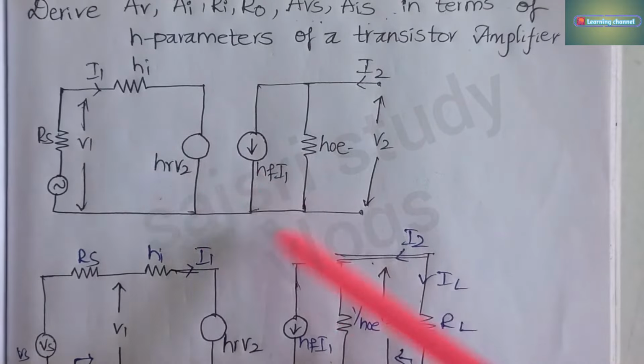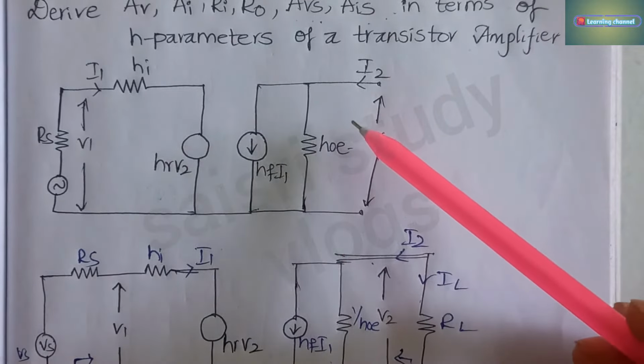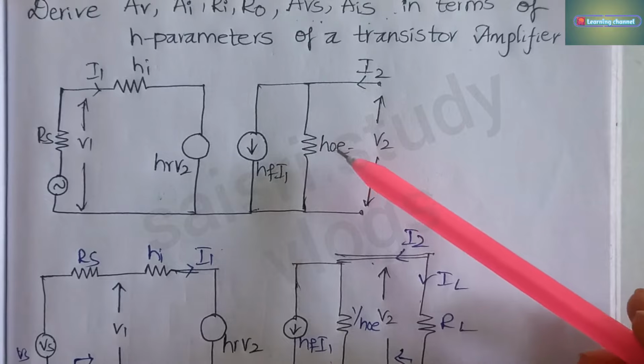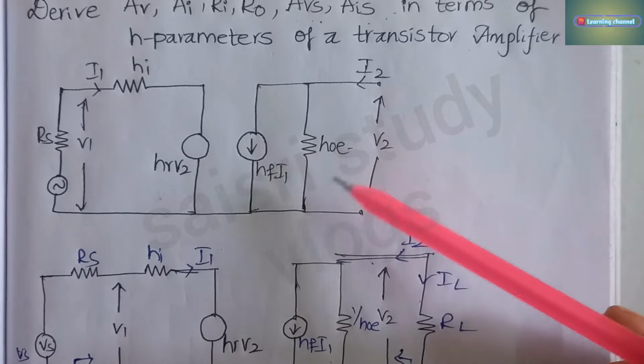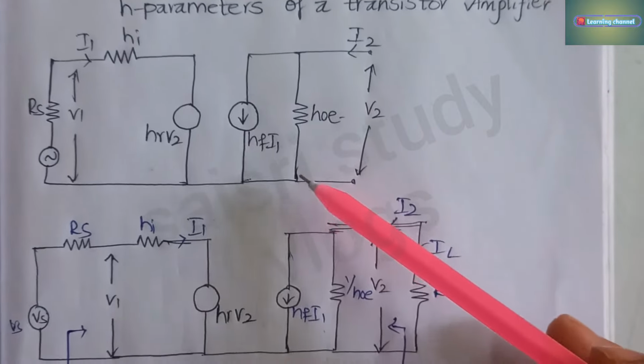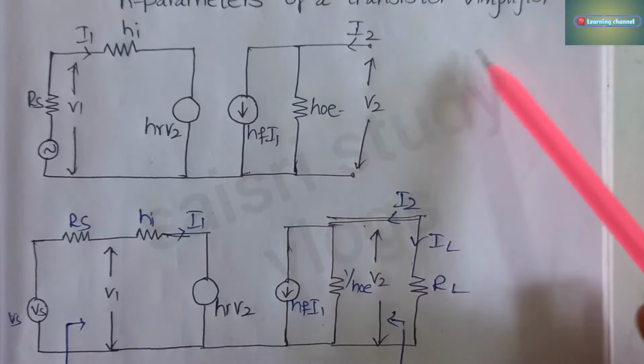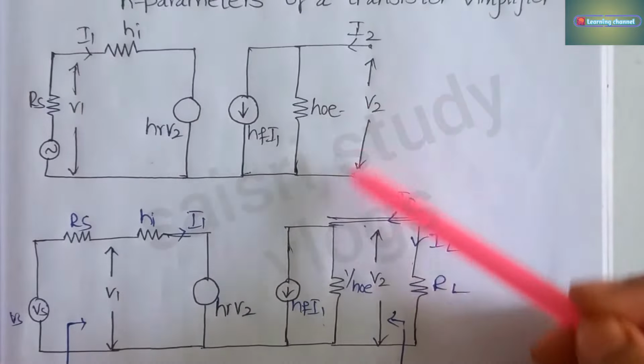So this is the H parameter model of a transistor. How we got this, I will make a separate video on this, and I will drop the link below in the description. So this is the basic one.